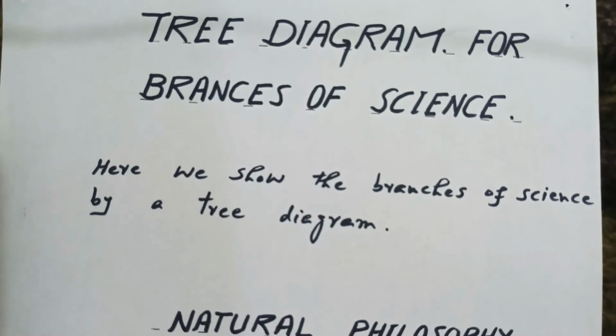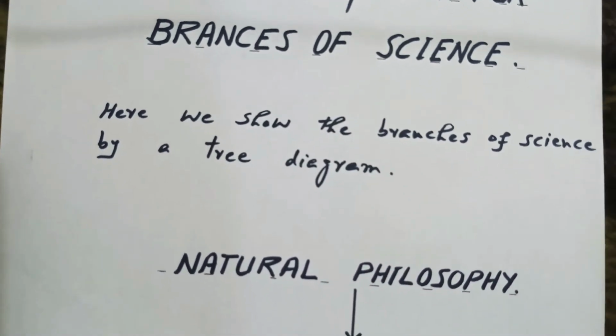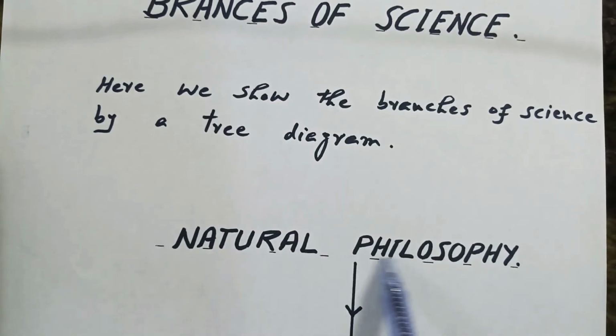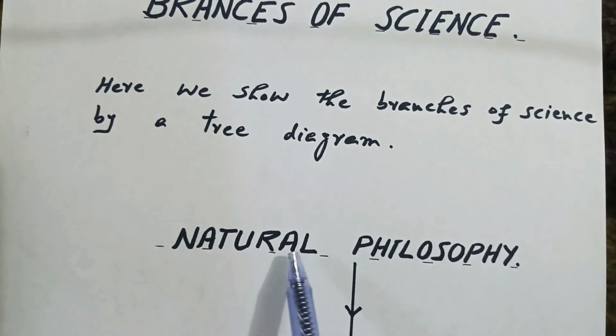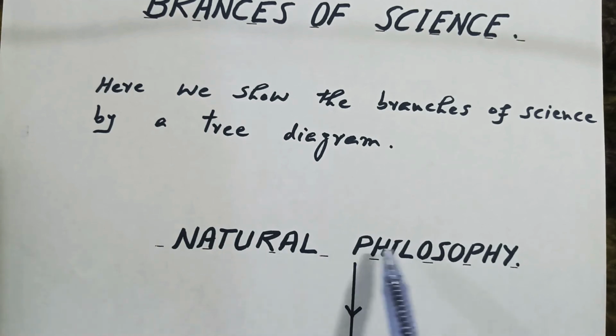Now the tree diagram for the branches of science. The branches of science are shown here by the tree diagram. At the start, the name of science was natural philosophy. This is the first name of science. When the knowledge of science was not much, there were few things people were studying at that time. Science was studied as a single subject, called natural philosophy. This is the old name of science.